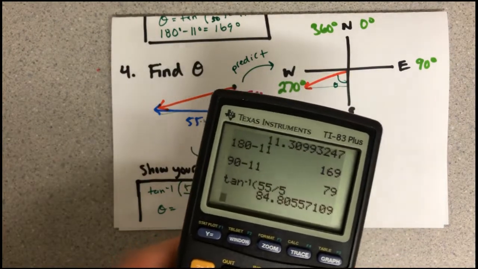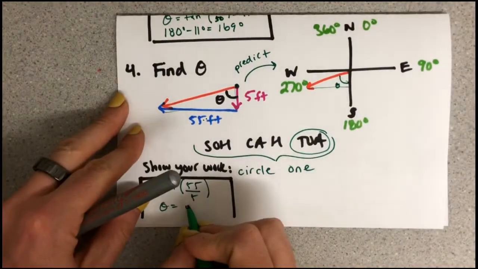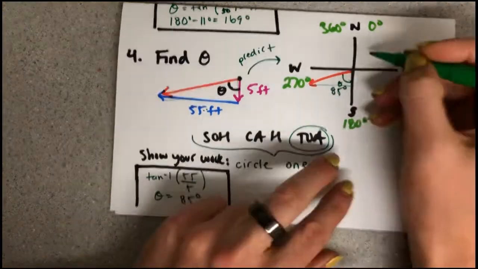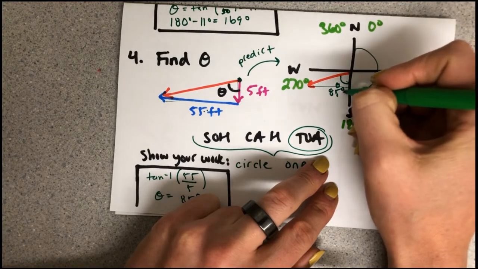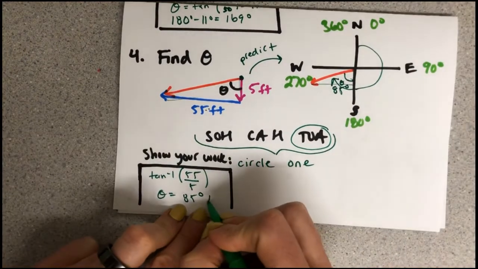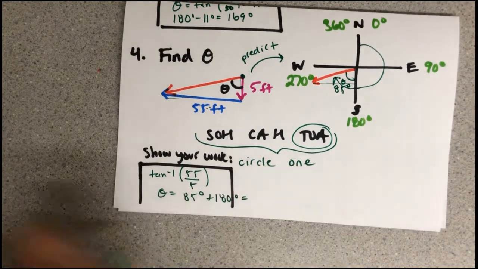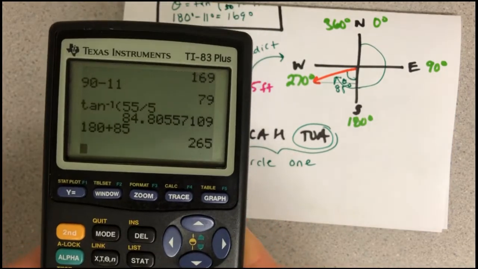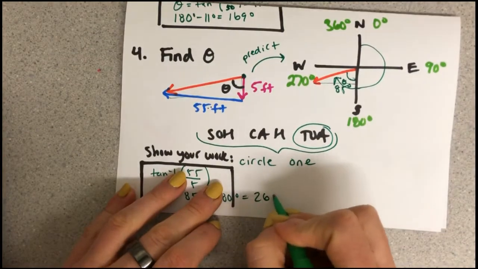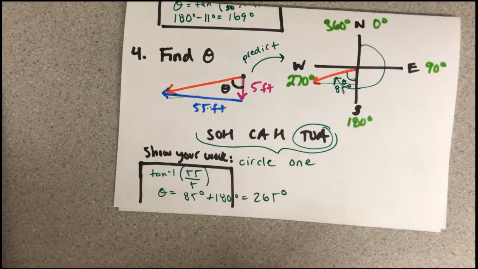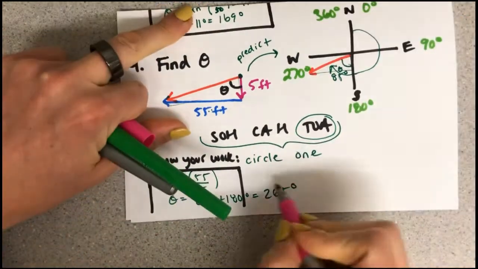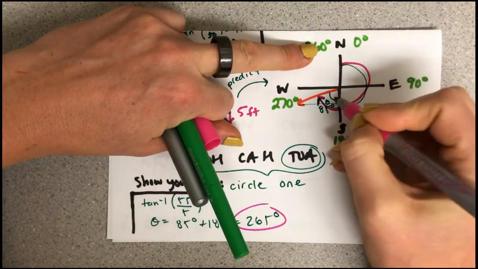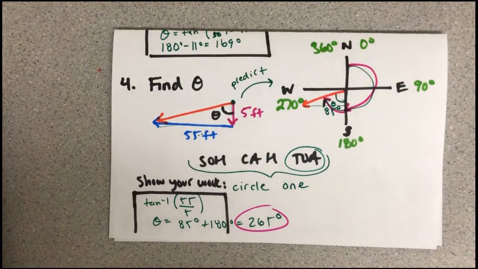I get 80, we'll call it 85. 85 degrees. So this right here is 85 degrees. So I'm gonna go ahead and do, so this is 180, so we'll do 180 plus 85. And I get 265. Okay, so the direction of this vector is 265 degrees. And I said, okay, here, 180 plus the 85, which is that angle, and that gets my answer. And I hope this was helpful.